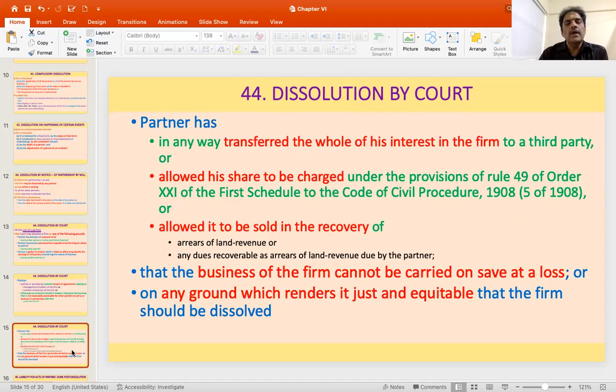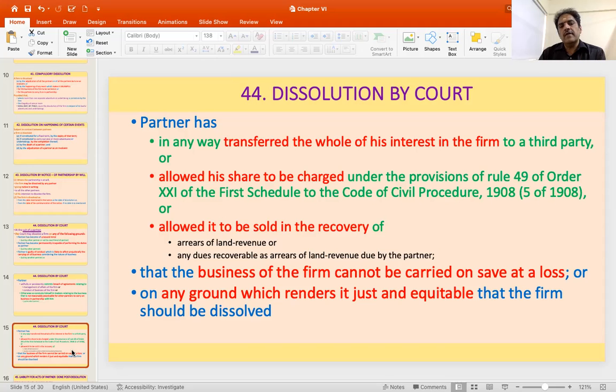Then, a partner has in any way transferred the whole of his interest in the firm to a third party. We have seen in the earlier chapter that an interest in the firm can be transferred to someone, but there is an intention for him to come back. In this particular case, there is an intended transfer of the whole interest to a third party. In that case also, if you think that there is going to be an issue with this transfer of interest, then the other partner can file for dissolution of the firm.